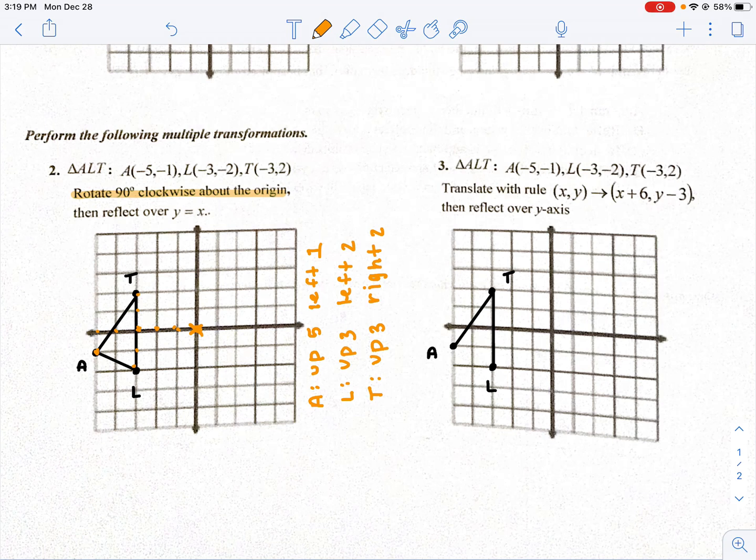When I unrotate my paper, we're going to start at the origin, and we're going to complete these directions that we wrote down when we rotated it. The first one says up 5, left 1. Starting here, we're going to go up 5, 1, 2, 3, 4, 5, to the left 1, and that's going to be A prime. The second one says up 3, to the left 2, that is L prime. And the third one says up 3, to the right 2, and that is T prime. Once you have that, then we're going to connect the dots and make our triangles.